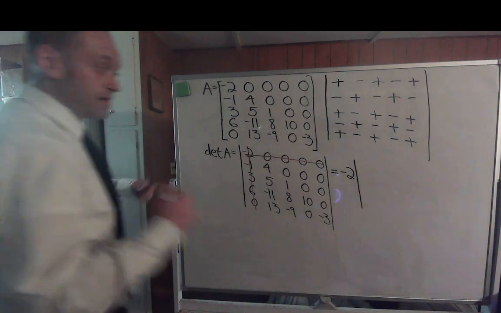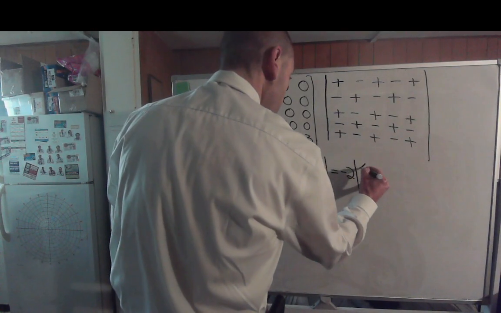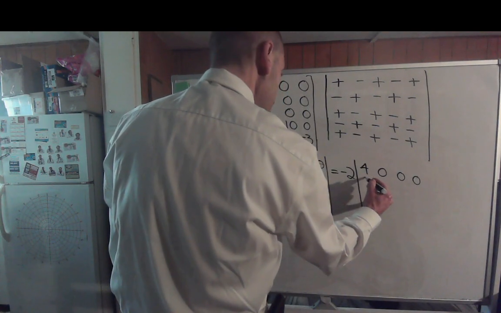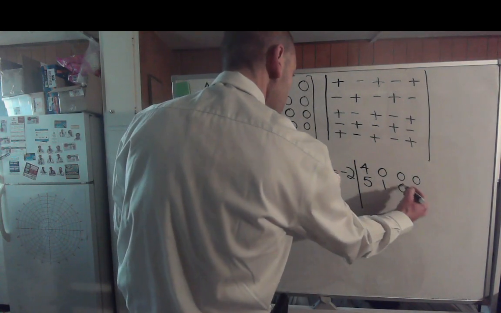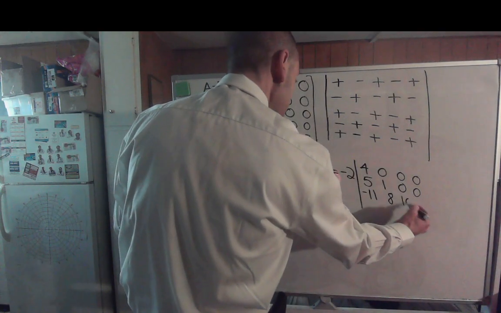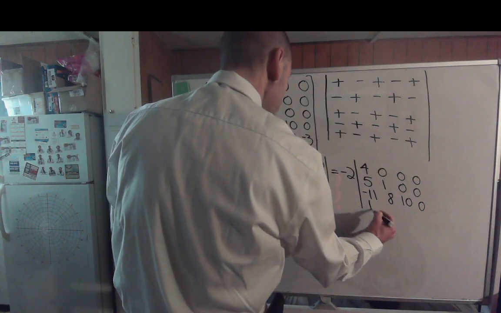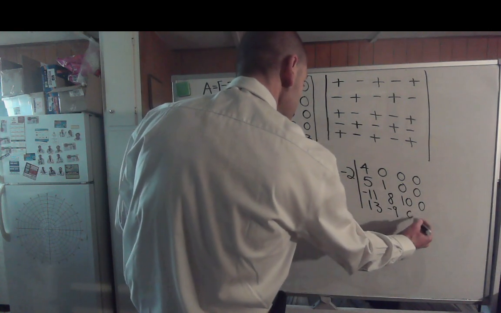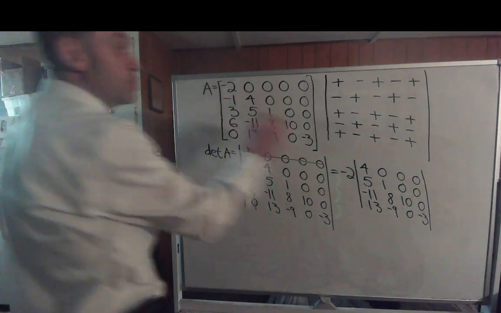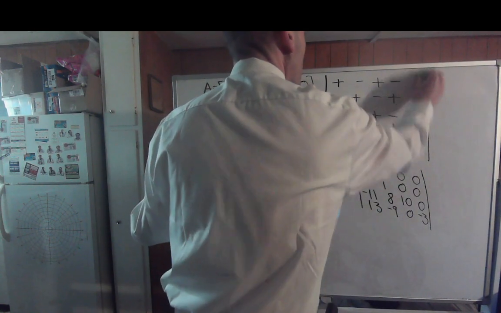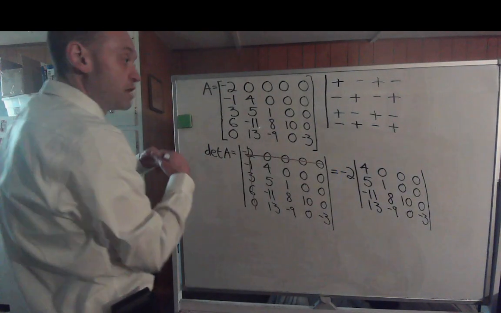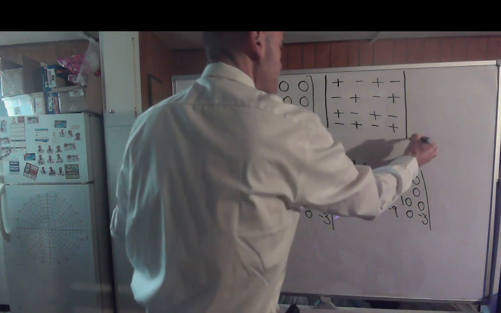The resulting 4 by 4 determinant is going to end up being 4, 0, 0, 0, 5, 1, 0, 0, -11, 8, 10, 0, 13, -9, 0, -3. I'm going to go ahead and shrink our coefficient determinant down to a 4 by 4 just to make life easy for us, because now we've been reduced to a 4 by 4.